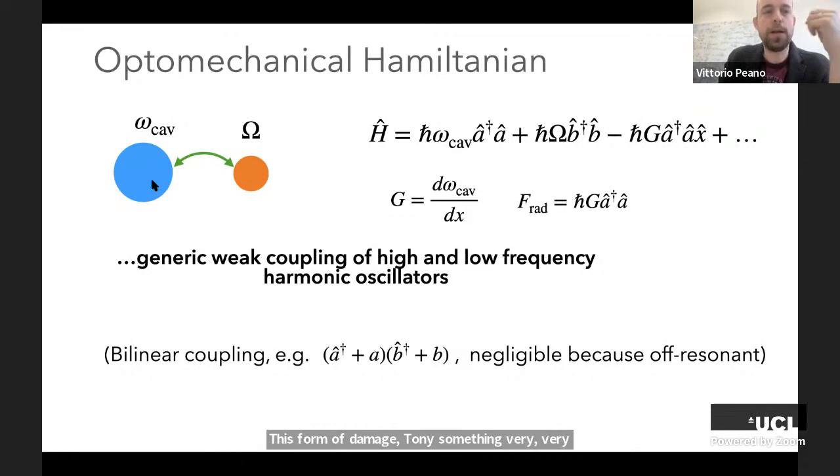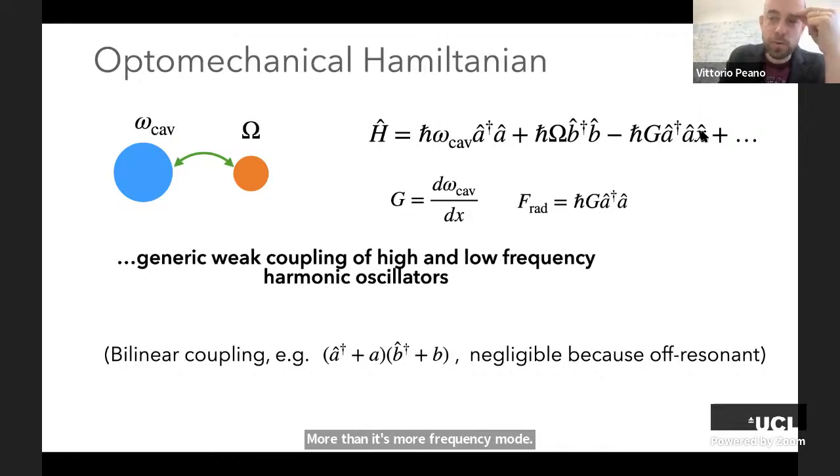And more in general, this form of the Hamiltonian is something very, very fundamental, and it's just a consequence of the fact that I'm studying the interaction between a very high frequency oscillator and a much slower frequency oscillator. This is really the leading order coupling. I cannot have some kind of linear coupling, because this will be completely off resonance and absolutely negligible, so it will not have any effect. And so this is just the standard leading order coupling that I can have between a high frequency mode and a low frequency mode.